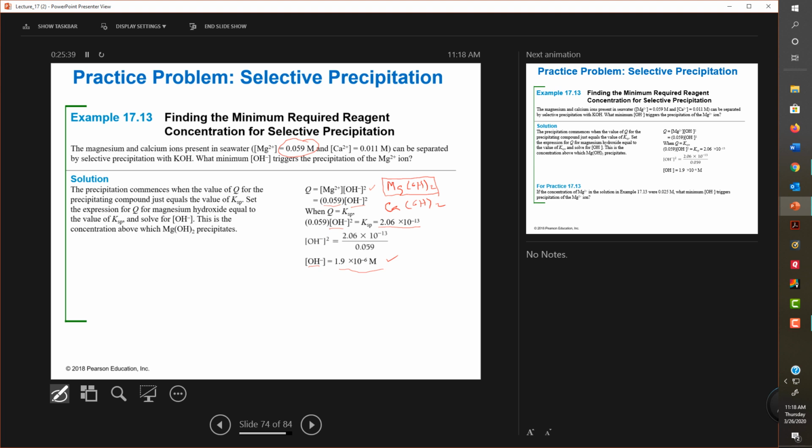So if I actually want to see precipitation, I have to exceed this amount. This is the equilibrium amount, but I need to exceed that amount in order for the precipitate to be formed. So what we've done here, we have precipitated out the magnesium ion from the seawater, and the calcium ion still remains in the seawater. It's neat stuff. Now you've separated out the magnesium. Good problem.